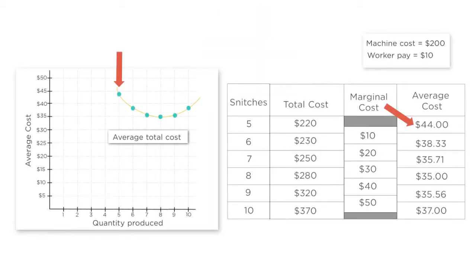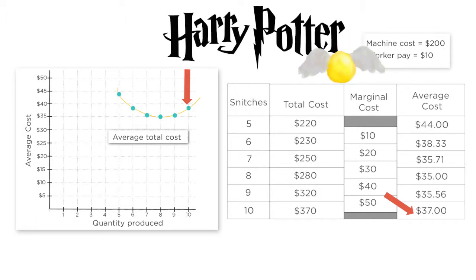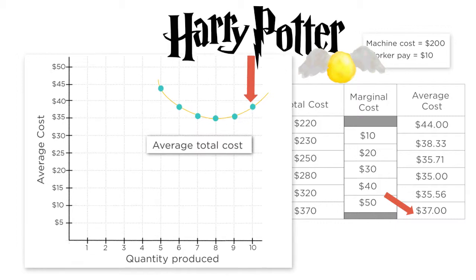Let's return to our golden snitch factory from earlier. Remember how the average total cost first dropped from $40 to $4 per snitch when the firm was producing 5 snitches, down to $35 per snitch when it was producing 8? And then it rose when production rose beyond 8 snitches, up to $37 per snitch when the firm was producing 10 snitches? Even though this is a made-up example from the fantasy world of Harry Potter, economists believe that these U-shaped average total cost curves are the norm for firms in real-world industries.